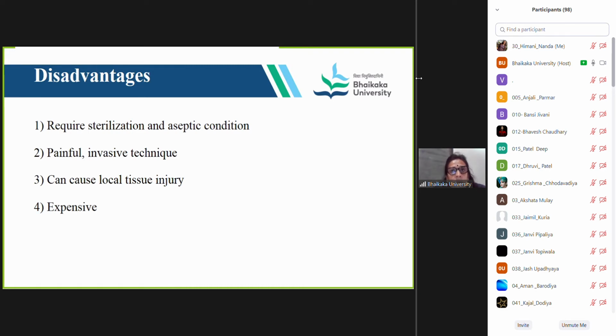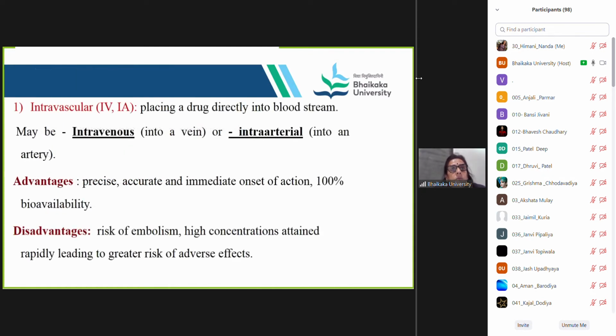What I have talked about is the general advantages and disadvantages of the parenteral route. As I told you during the discussion of the oral route, certain dosage forms have their own advantages and disadvantages that will be covered in practical class. The same will be implied for the parenteral route. There are certain routes which are called parenteral, and their advantages and disadvantages I have written in a brief manner.